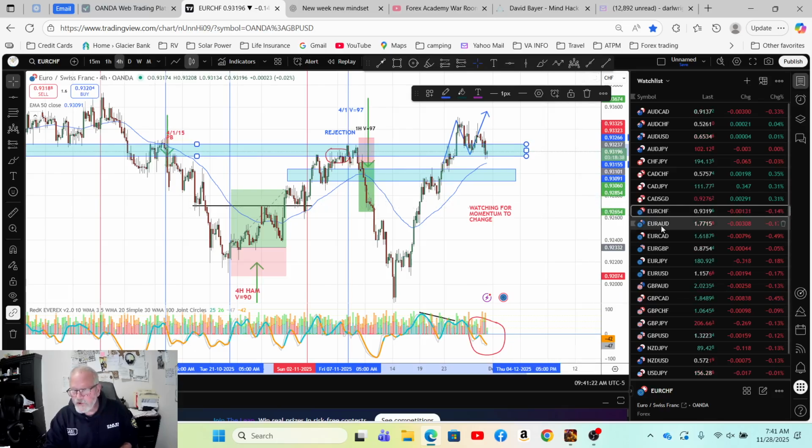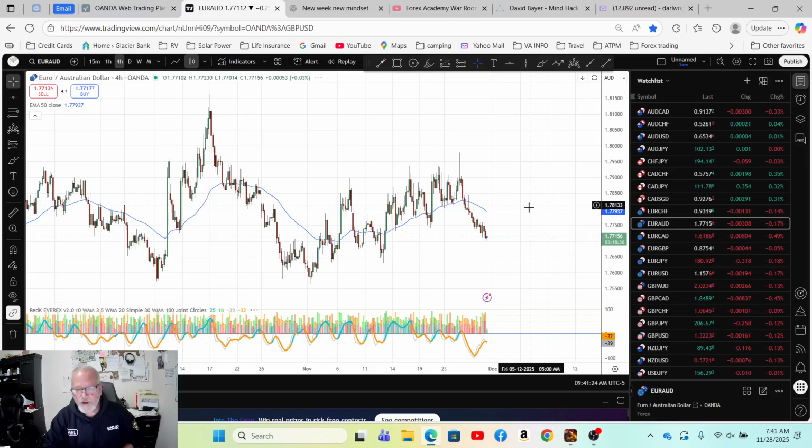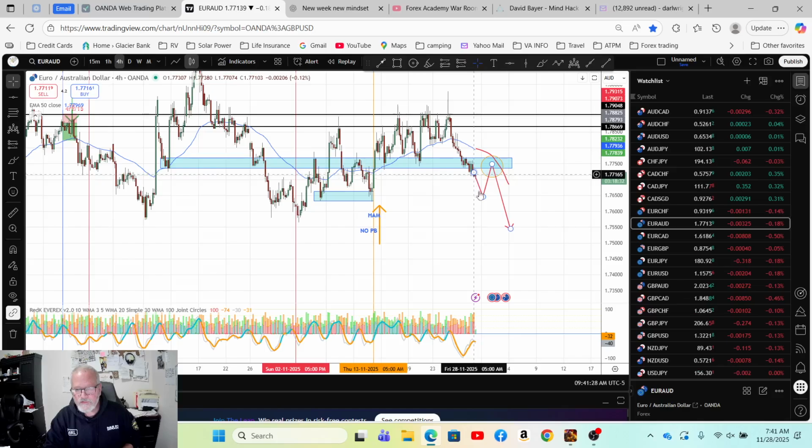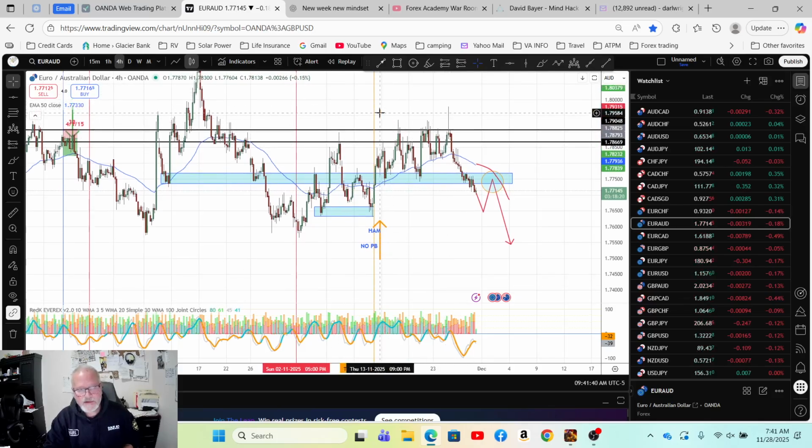Euro to the Australian dollar is the next one I'm watching. And this guy here, this is what I'm looking for. I'm looking for a deeper move down. And look at that rejection candle right here. And that was it. It wasn't quite at the top. That's why I didn't take it.